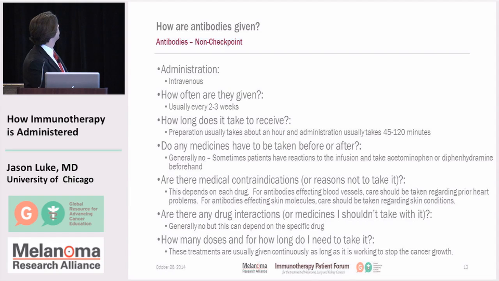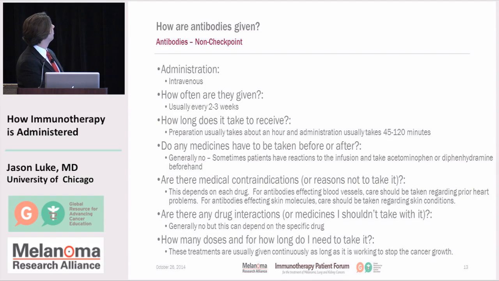How long does it take to receive? Well, this sometimes takes a little bit longer. Often these need to be thawed by the pharmacy, and there can be a wait time in administering them. So after you see your doctor, you need to go and check in. They then start the process of thawing the drug. That can take up to an hour sometimes, and then administering the drug can take about another hour. So I usually tell my patients it takes about half the day.